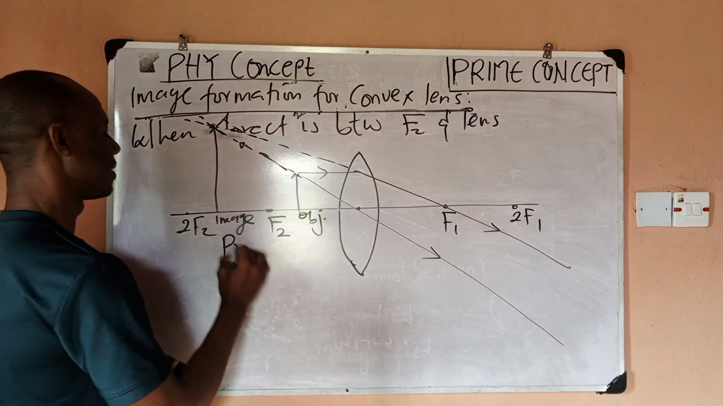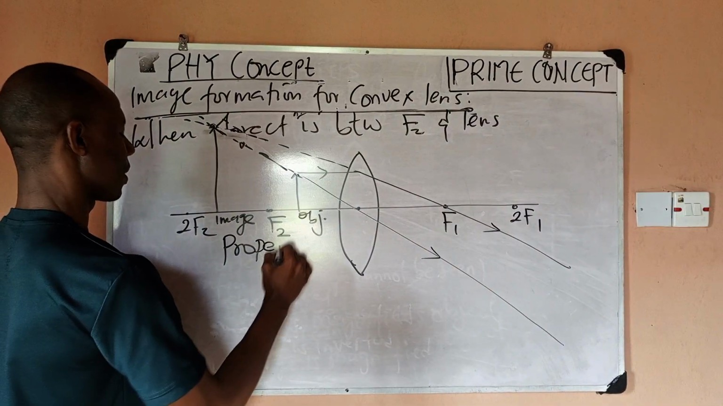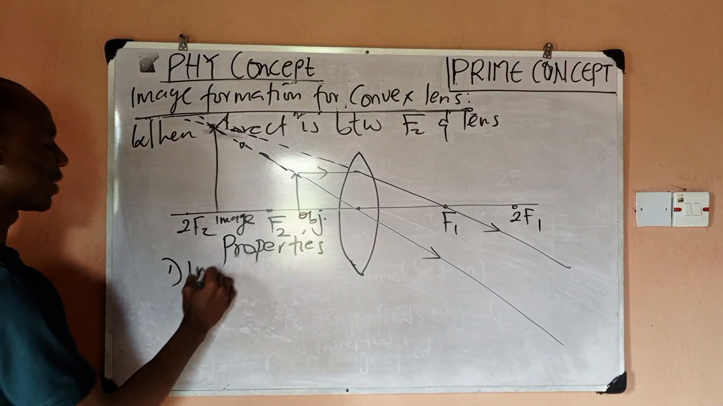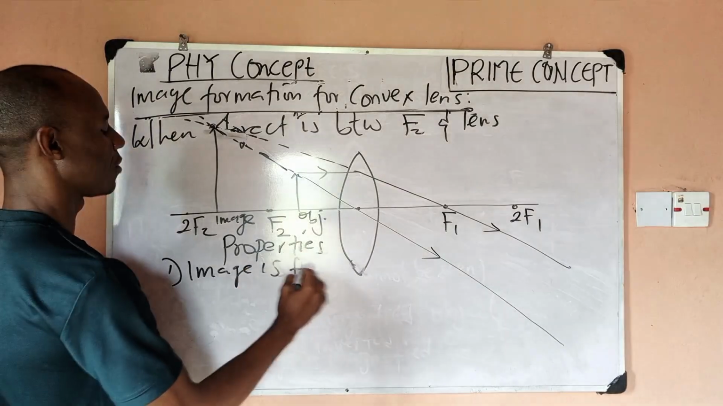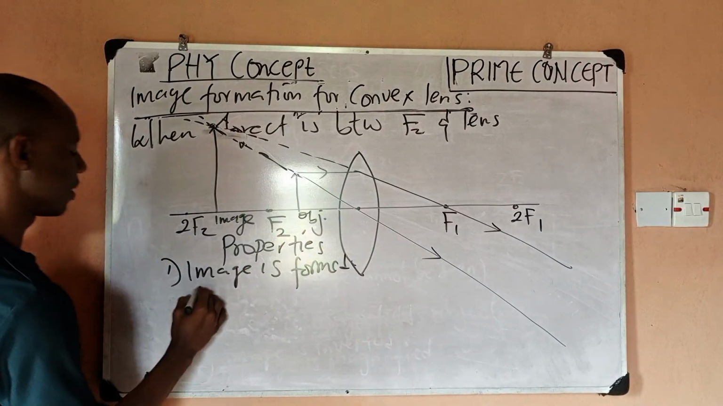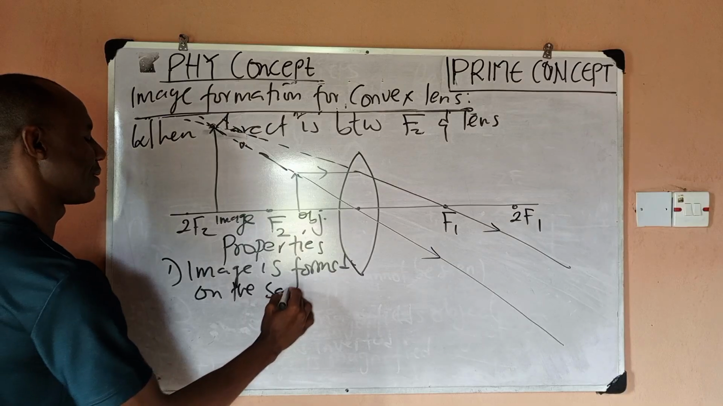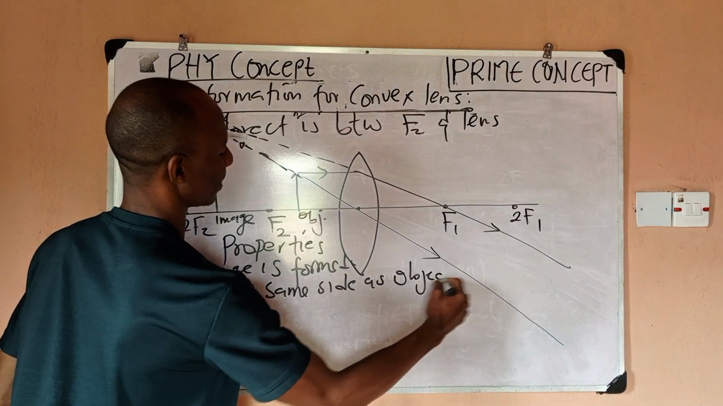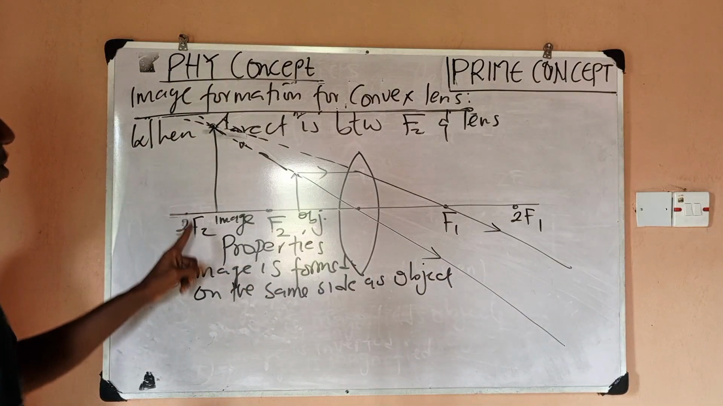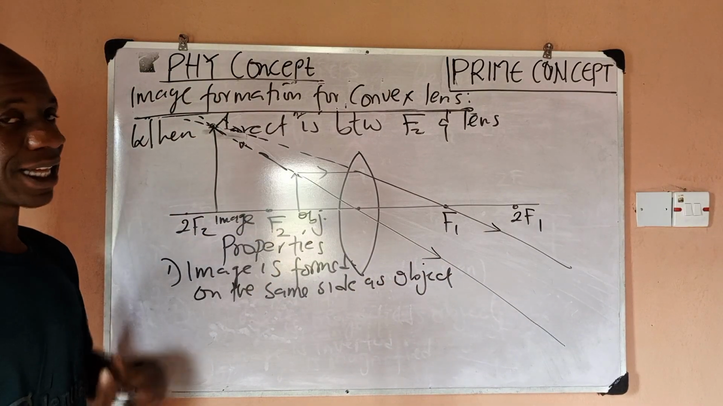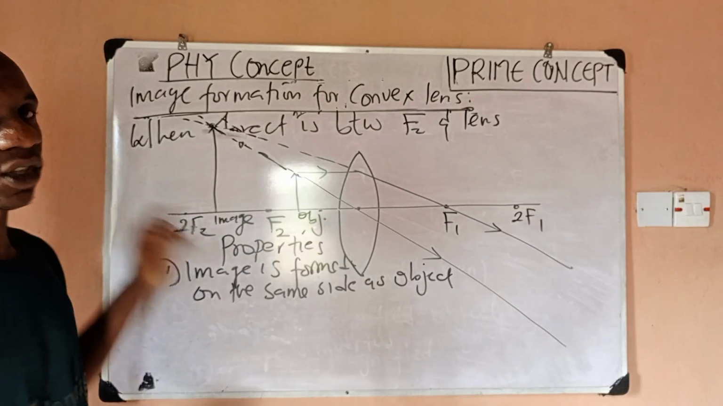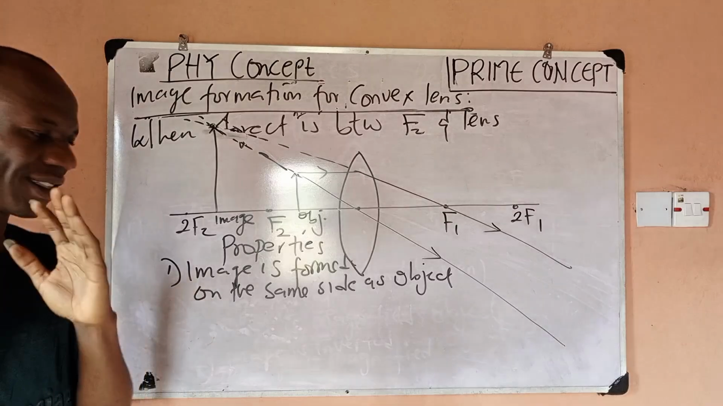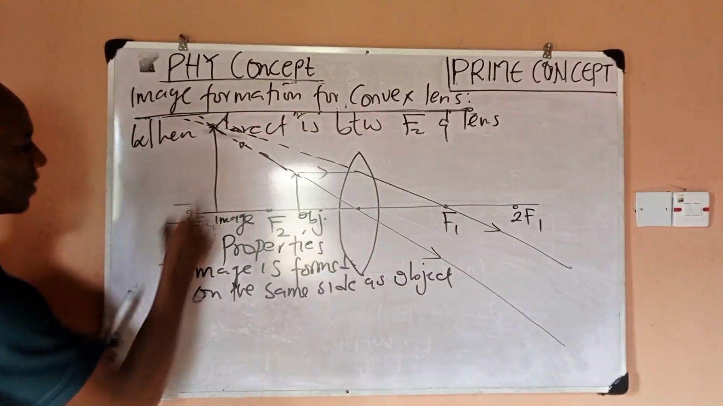So the properties: number one is that the image is formed on the same side as the object. So please do not say that your image is formed between 2f2 and f2. That does not really matter. It can be at any of these positions. What matters is that the image is formed on the same side as your object. And that is one thing that is very obvious.